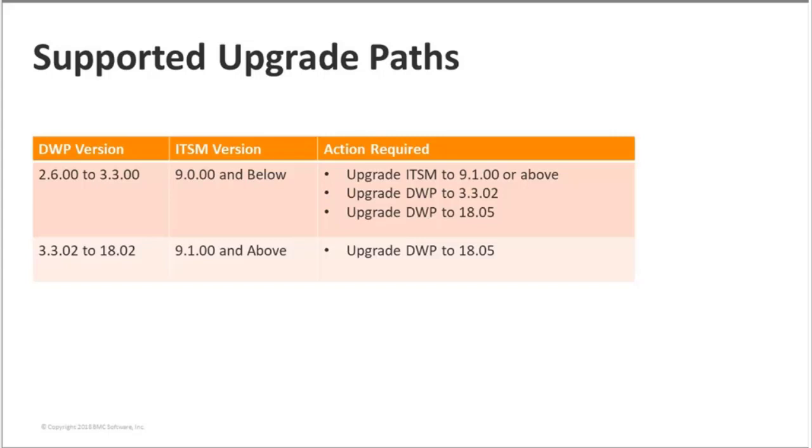Again, to summarize, if you are on below 3.3.02, then you will have to do a two-step upgrade from the Digital Workplace side, first to 3.3.02 and then to 18.05. If you are on 3.3.02 to 18.02, you can do a direct upgrade to 18.05.